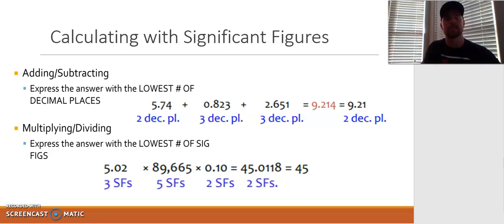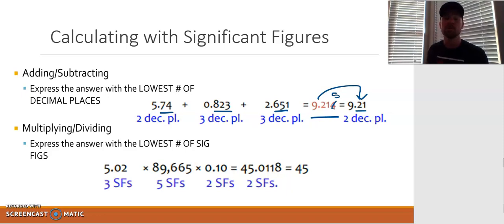So if you are adding and subtracting values, the rule is you want to express the answer with the lowest number of decimal places. If we take a look at the example that is shown, we see this first number has 2 decimal places, the second number has 3 decimal places, and the third number has 3 decimal places. So 2 decimal places is the lowest. And so when we get our answer here, we need to make sure we round it so that it is expressed with 2 decimal places. So we would drop the 4 here. FYI, if this had been a 5 or greater, we would round that up to 9.22.